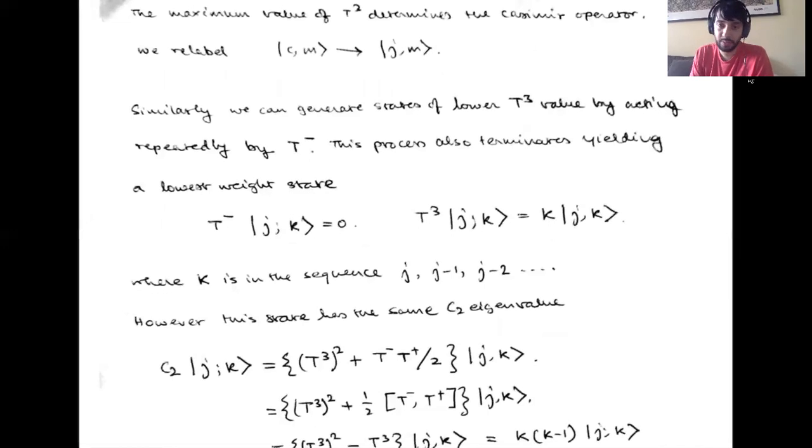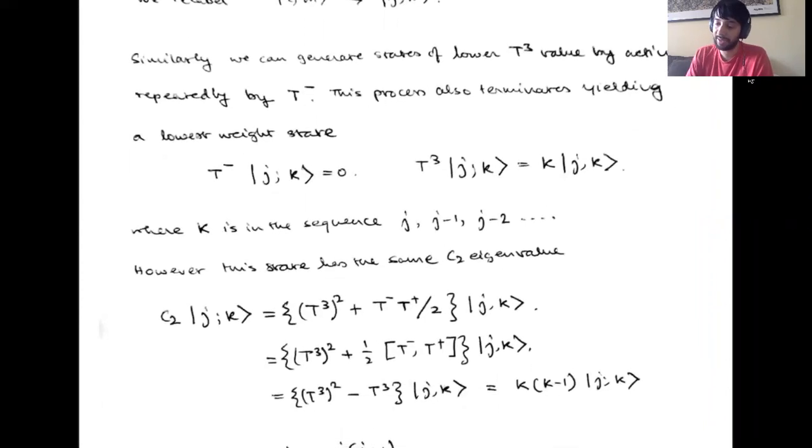And let's also remind you that T3 acting on it will give you this K. Now K is in the sequence where it can be J, it can be J minus 1, it can be J minus 2, and so on and so forth. Now remember that this particular state is also labeled by the same J. Okay, the C2 eigenvalue is fixed. So you can now impose the fact that this has the same C2 eigenvalue.